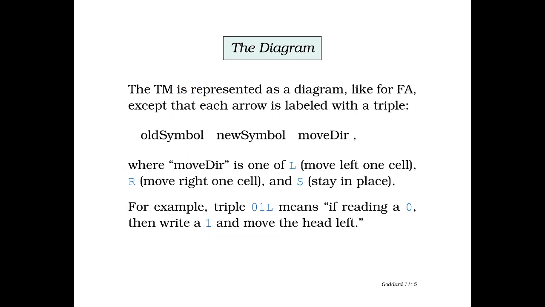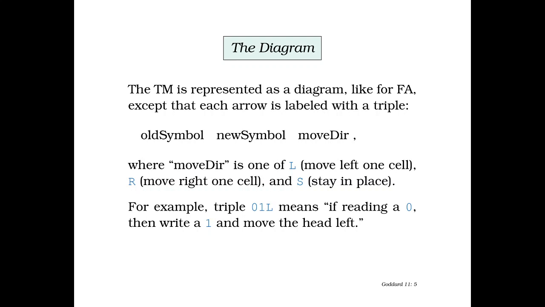Turing machines are represented by diagrams. Diagrams are represented in different ways in the Goddard book or the Sipser book. In the Goddard book, the Turing machine is represented in the form of an arrow labeled with a triple. So it's similar to the finite automaton. The only difference is the arrow is labeled with a triple.